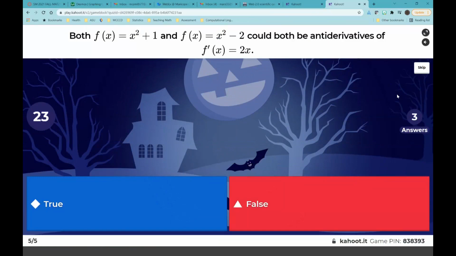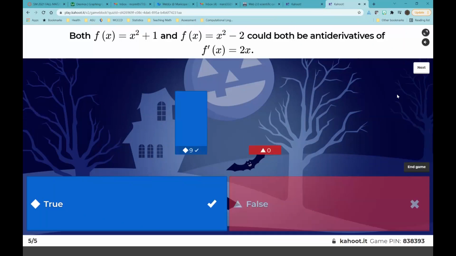This one, you have only 30 seconds, so think about it. All right, awesome. All of you got it right, which is correct. This is why we have a constant of integration when we take an antiderivative, because we get a whole family of functions that could have given us that derivative.